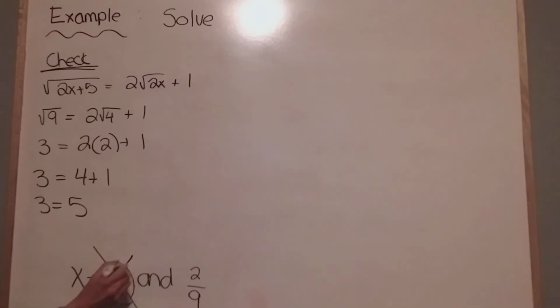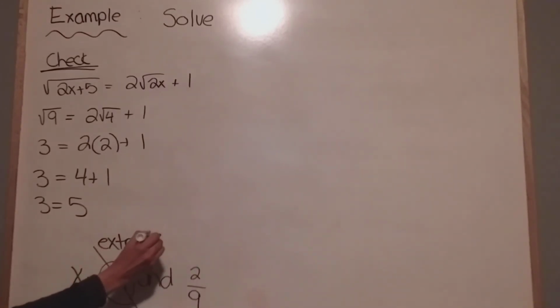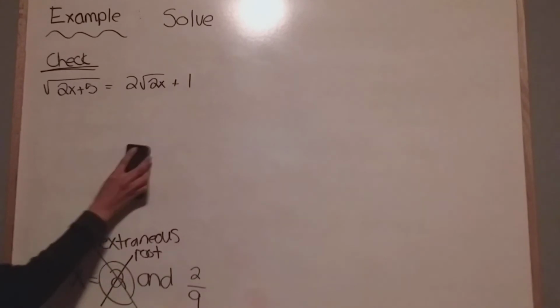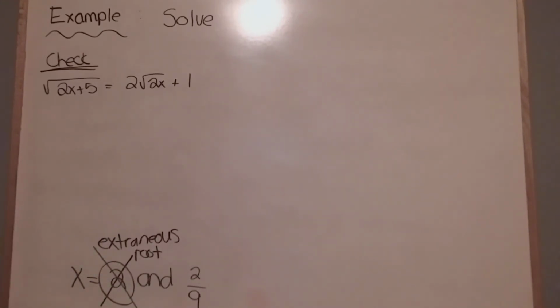So x equal to 2 is an extraneous root. When you get a possible solution and when you plug it back in and it doesn't work, that means it's an extraneous root. So that's not the answer for sure. Now I have to check 2 over 9.